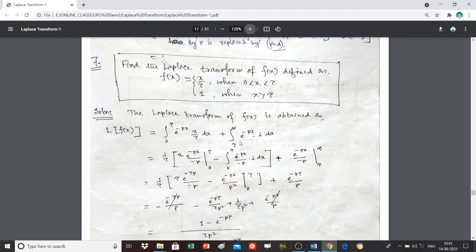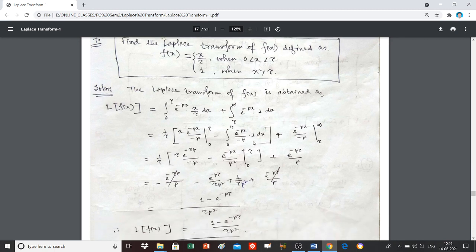Plus the next limit will be tau to infinity, and in this limit, that is x greater than tau, the value of f(x) is 1. Therefore it would be the integral from tau to infinity of e to the minus px into 1, since the value of the function is 1 in this case, then dx. So it is clear to all.